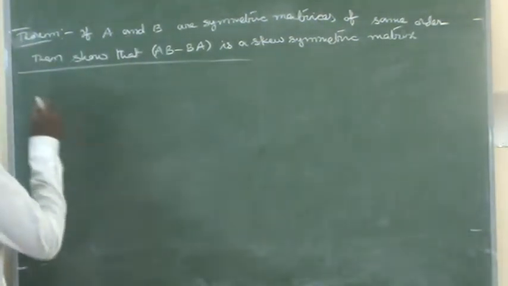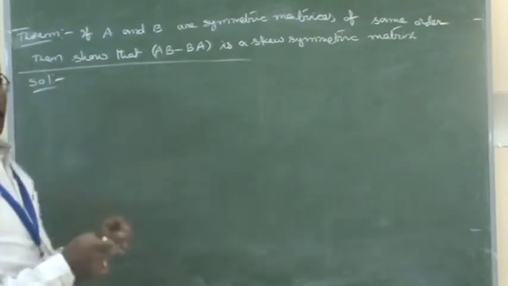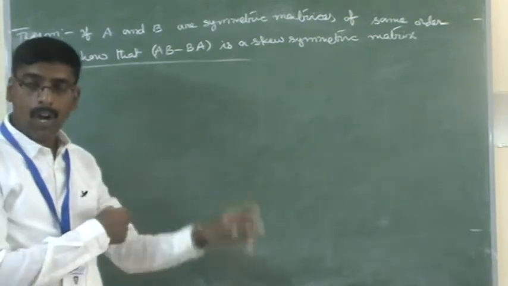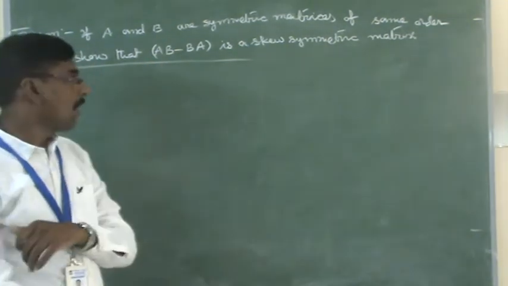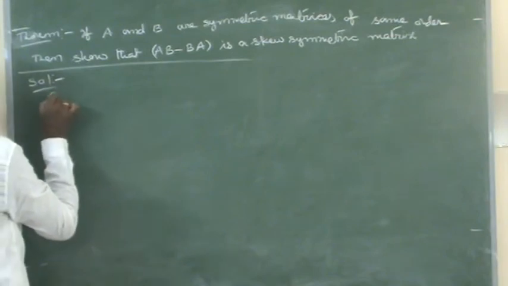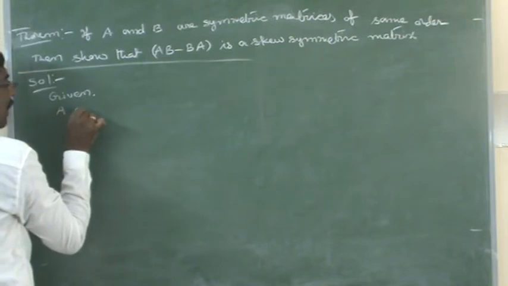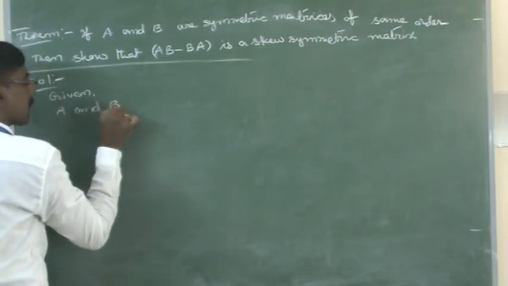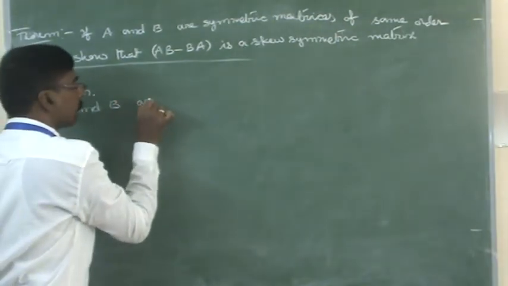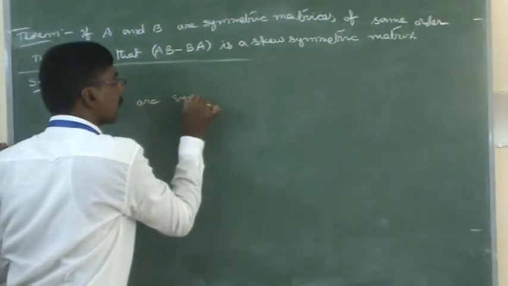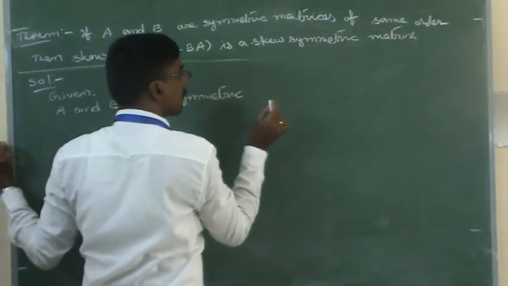In this problem, what is given? Very clear, very simple. All are thinking the theorem is very difficult. No, we have to understand the concept very clearly. Very easy to understand. What is given? Capital A and capital B, these are the two matrices. Matrix A and matrix B are symmetric matrices.